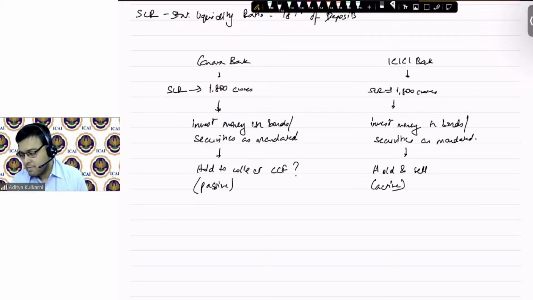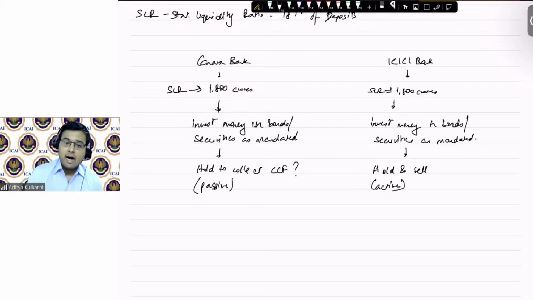So the business model is hold and sell. So these are the two broad business models that you have. The first model is held to collect. The second model is hold and sell your portfolio. Both are okay. I'm not saying one is better than the other. Both are perfectly fine. But the accounting of this starts to change.